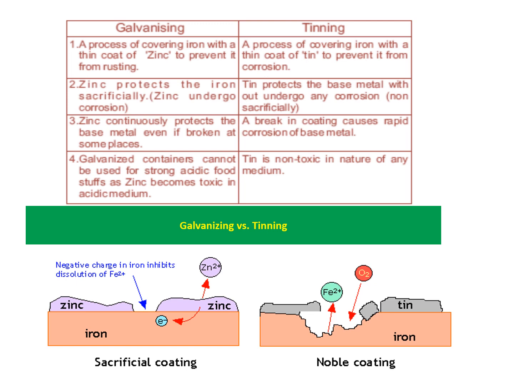If any crack happens in galvanizing, no problem, only the zinc is involved in corrosion. That's why it is called sacrificial anodic protection. If any crack happens in tinning, the tin metal doesn't get involved in corrosion, the base metal does. That's why it is dangerous.